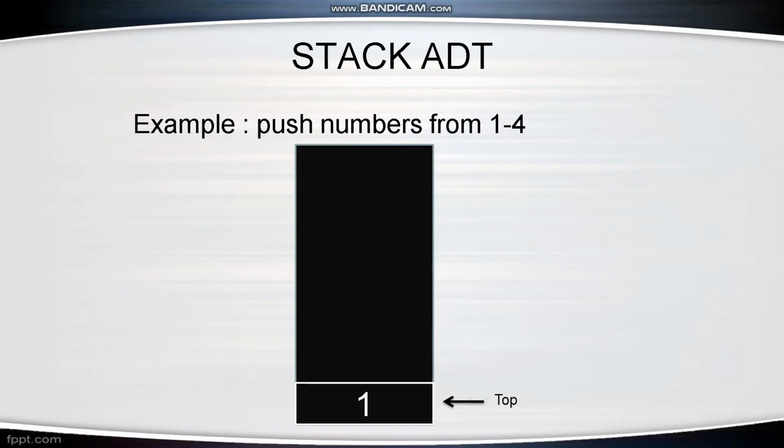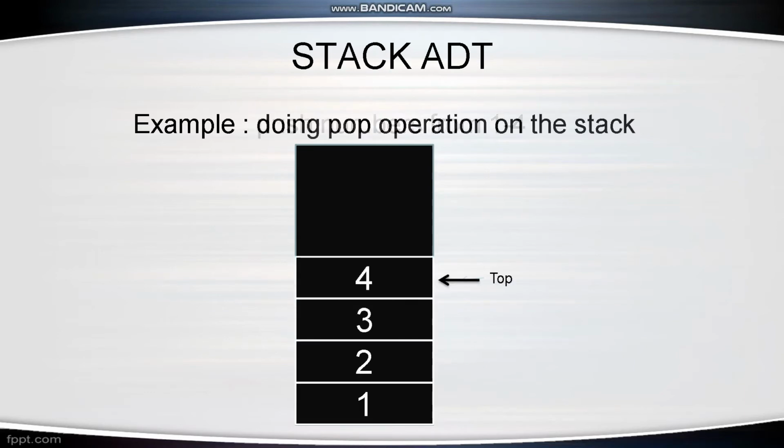Now suppose we want to push numbers from 1 to 4. We will assume a variable named top that points at the top of the stack. First we will push number 1 to the stack, so the top is now pointing at 1. Then we will push the number 2 to the top of the stack, so now the variable top is pointing at 2. Now number 3 will be pushed to the top of the stack, and the variable top is pointing at 3, and so on. Now, if we want to do a pop operation, we will decrement the top variable, so the element under it will be the new top.